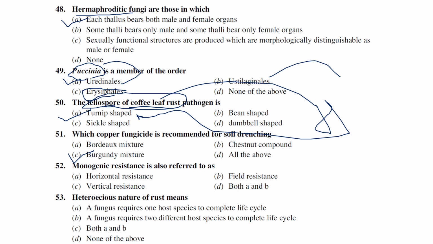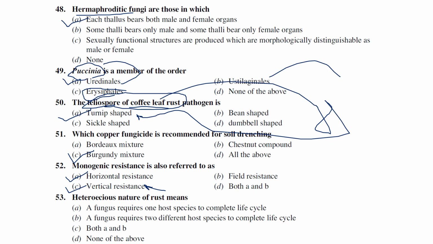The next one is, monogenic resistance is also referred to as. There are two kinds of resistance, vertical resistance and horizontal resistance. Vertical resistance is known as monogenic resistance. Why is it called monogenic? Because vertical resistance is governed by a single gene. Mono means single, genic means genes. So monogenic, single gene. Horizontal resistance is governed by multiple genes, so it is called oligogenic. Oligo means few or multiple. So monogenic resistance is also referred to as vertical resistance. Other names have been given in the other related videos regarding the epidemiology section.